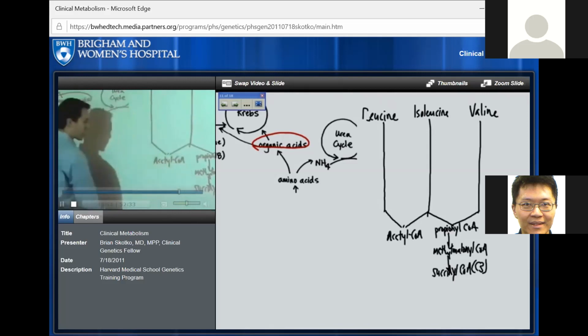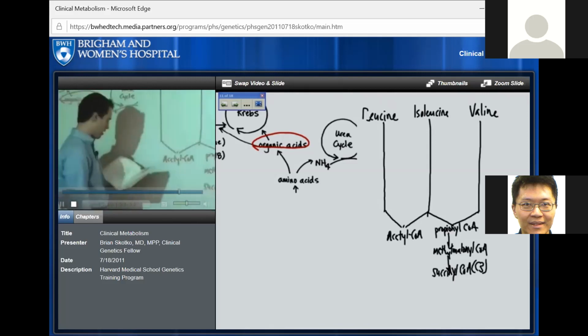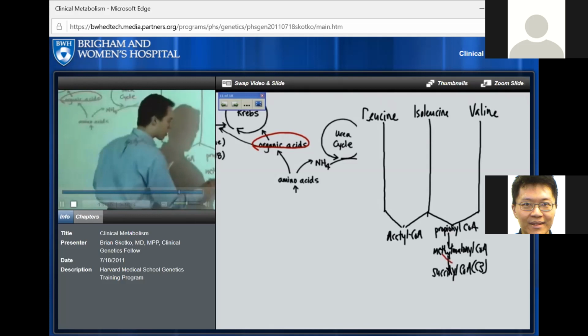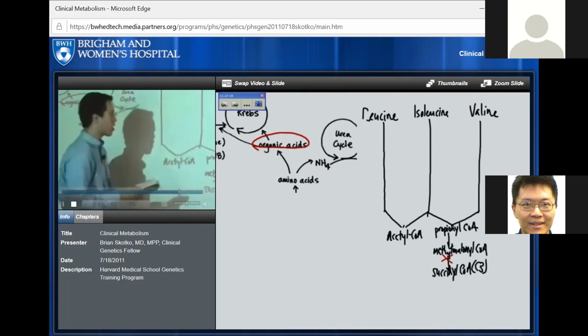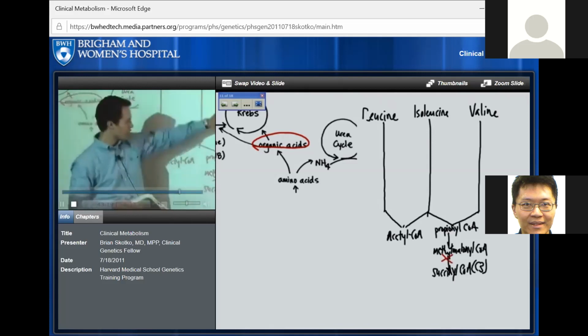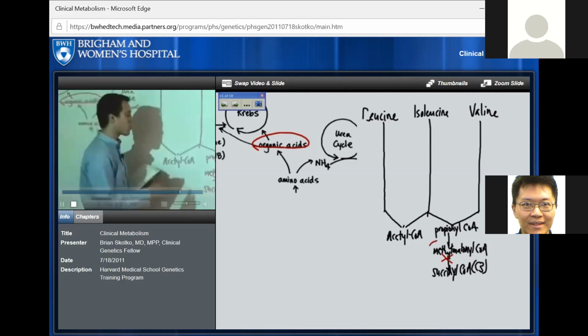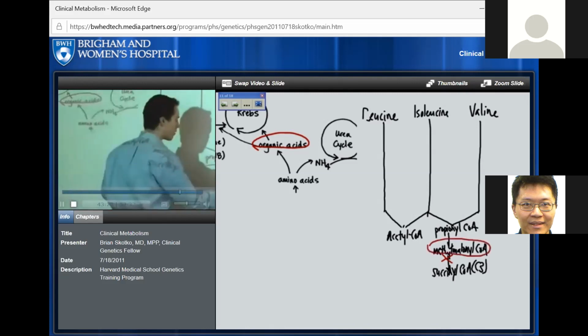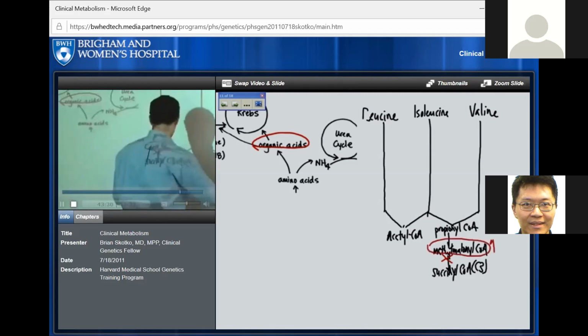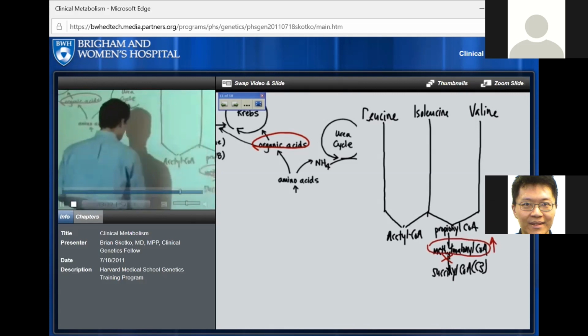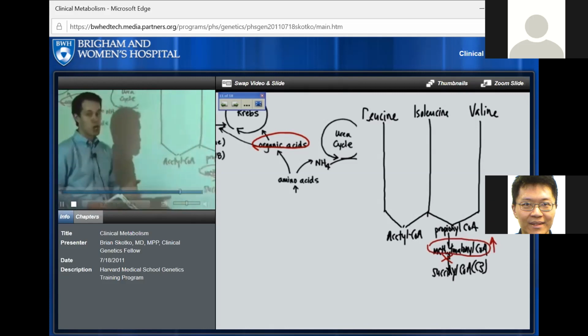So methylmalonic acidemia is an organic aciduria where you have a block right there. You can break down leucine, isoleucine, valine, you're doing fine, until you get to methylmalonyl coenzyme A. You can't break it down to succinyl coenzyme A. So what happens is you're going to have a buildup of methylmalonyl coenzyme A, and that could cause some medical issues that occur in individuals with MMA that you'll learn all about.